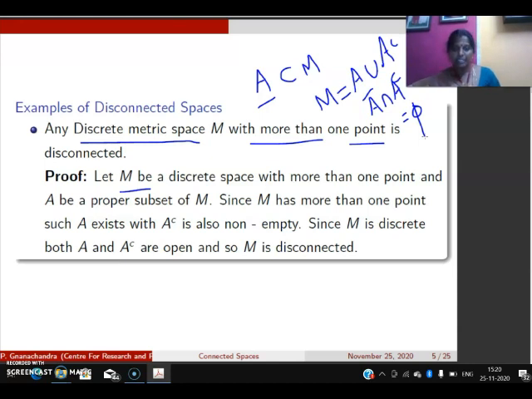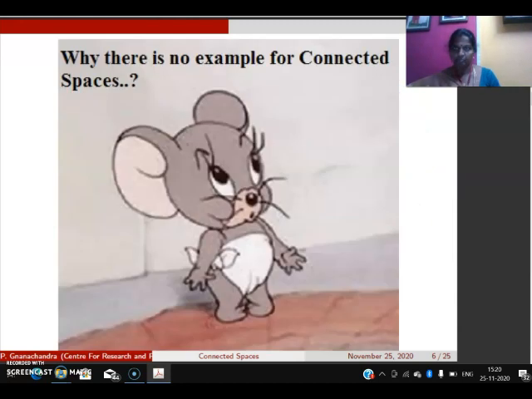Therefore, a discrete metric space with more than one point is disconnected. Why? Now, why is there no example for a connected space? Wait, guys, I will say.